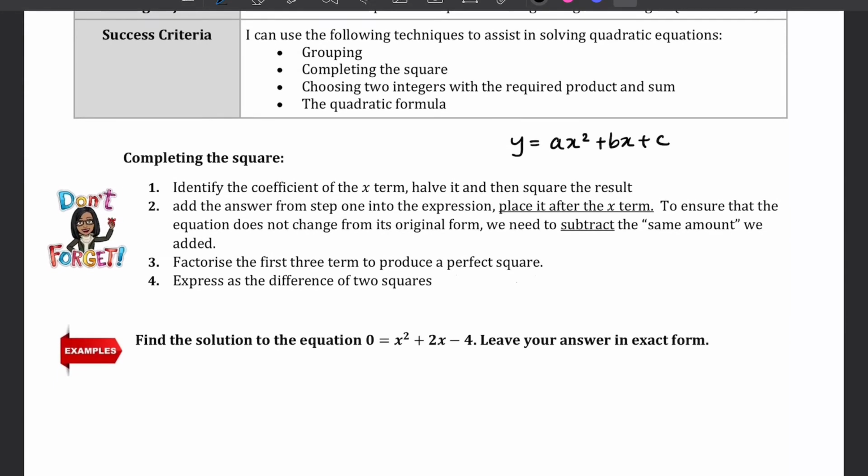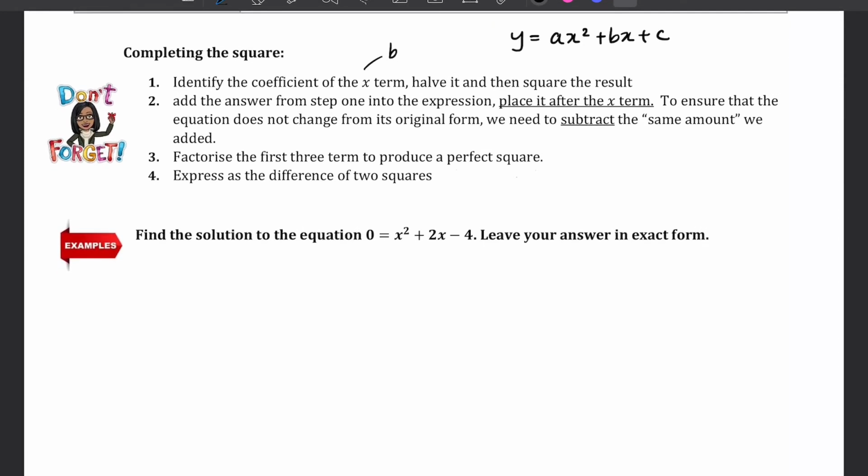So the first step says to identify the coefficient of the x term, which is represented by b, halve it, and then square the result. The second step says to add the answer from step 1 into the expression and make sure that we place it after the x term. To ensure that the equation doesn't change from its original form, we need to subtract the same amount that we added. Step 3, we need to factorize the first 3 terms to produce a perfect square. And then step 4, we need to express the answer as a difference of 2 squares.